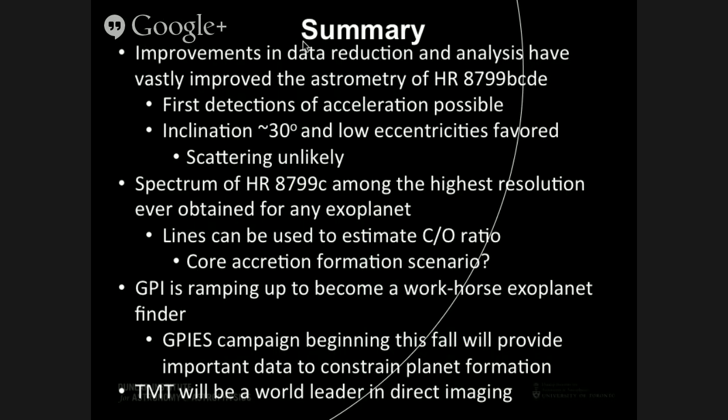Okay, so now I just want to summarize. So we've been able to vastly improve and spend a lot of time on our data reduction to be able to now look at the orbits of the HR 8799 planets. We've got accelerations. We've found scattering's unlikely. We've constrained the eccentricity and the inclination. The spectroscopy work that we've been doing is basically among the highest resolution that's ever obtained for any exoplanet, which we can use to constrain the chemistry of the atmosphere.